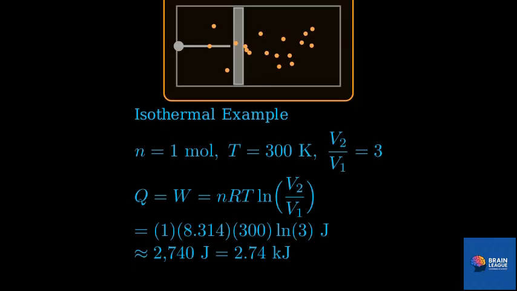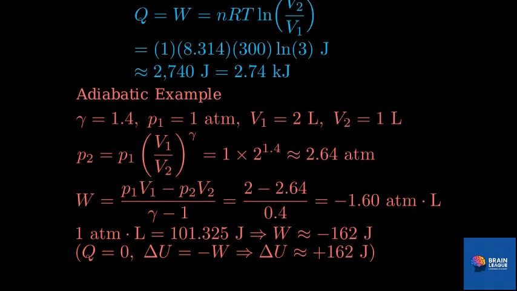Now, an adiabatic compression example with a diatomic gas. Take gamma equals 1.4. Start at P1 equals 1 atmosphere, V1 equals 2 liters, compress adiabatically to V2 equals 1 liter. Use PV to the gamma equals constant to find P2 equals P1 times V1 over V2 to the power gamma. Then compute W equals [P1V1 minus P2V2] divided by gamma minus 1. And convert atmosphere liter to joules using 1 atmosphere liter equals 101.325 joules.